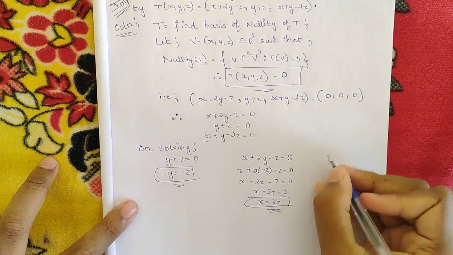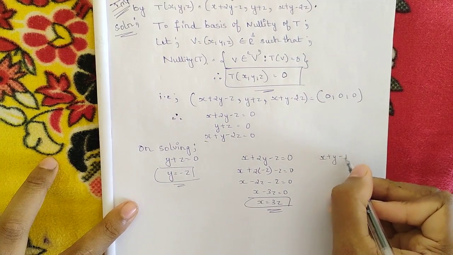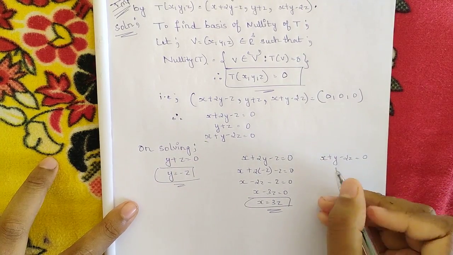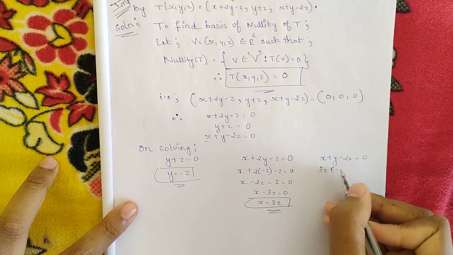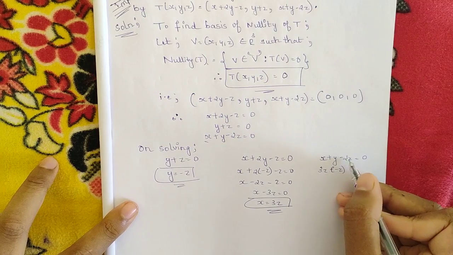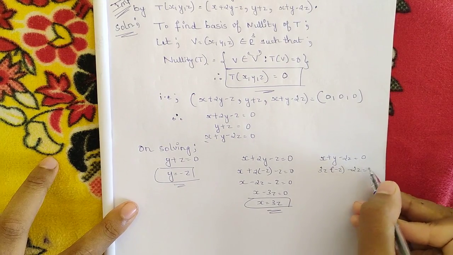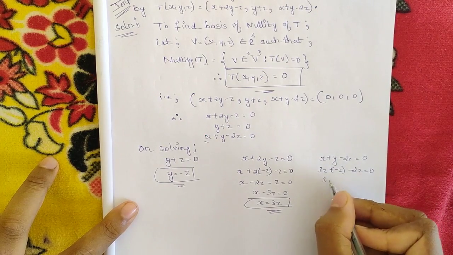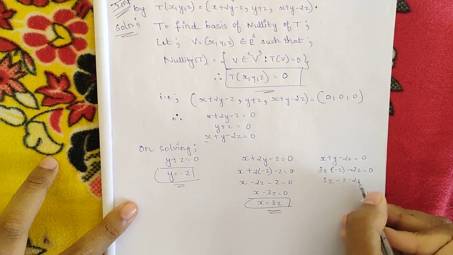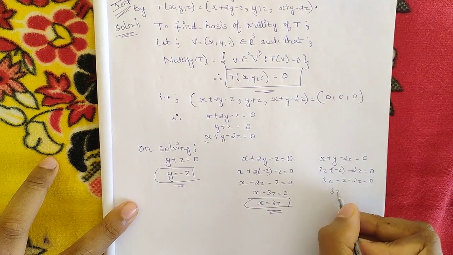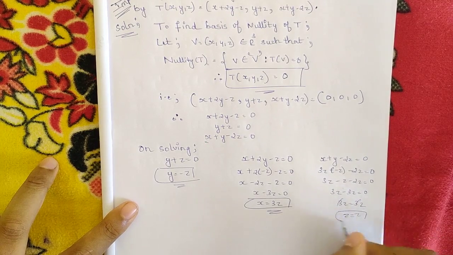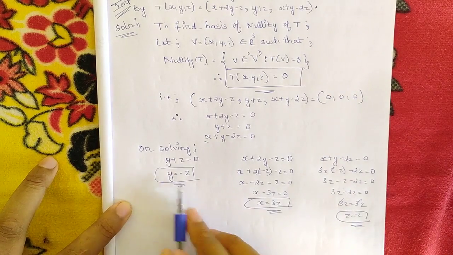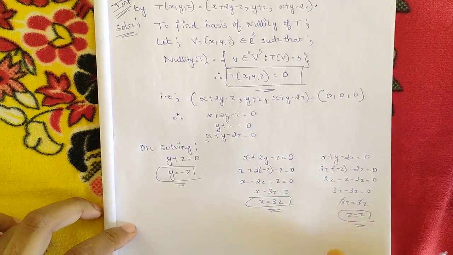And also the final equation, x plus y minus 2z equal to 0. Substitute x as 3z, y as minus z, and keep 2z as it is. So we get 3z minus z minus 2z equal to 0, so 3z minus 3z equal to 0. So we get z equal to z.